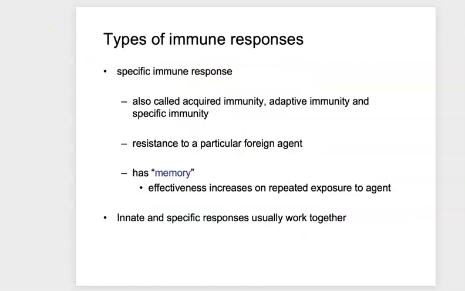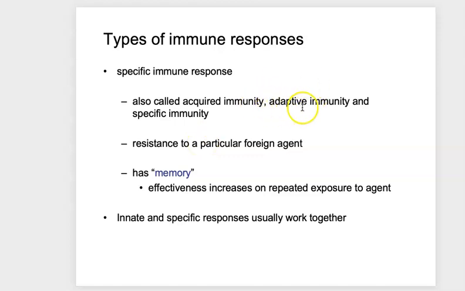Another type of immune response then is the specific immune response. And so I talked about non-specific and now specific immune response. The specific immune response and non-specific immune response work together. They're not happening in parallel to one another. They're crossing over and working synergistically with one another. They recognize a specific foreign agent.